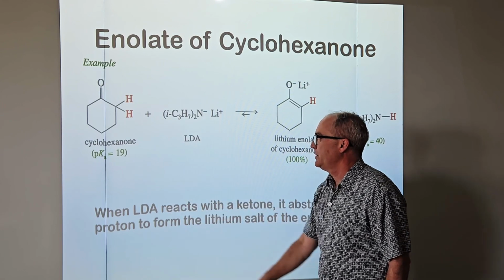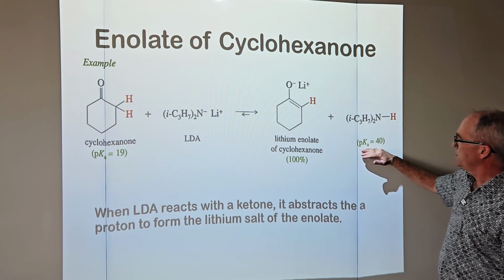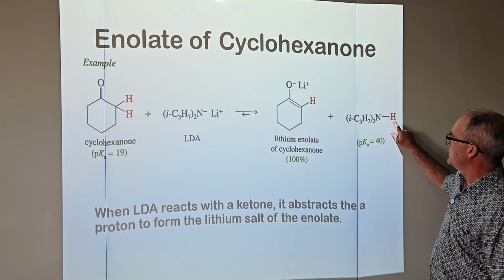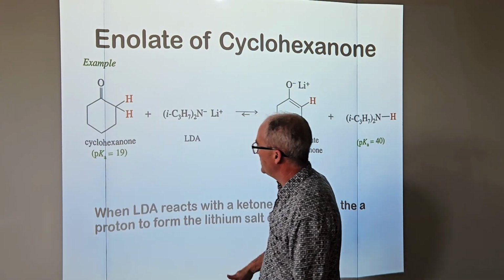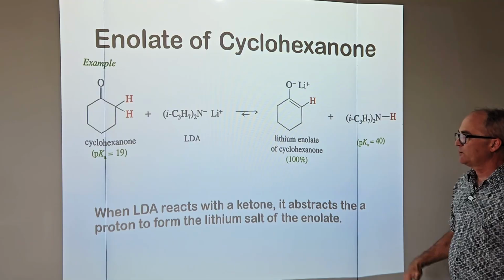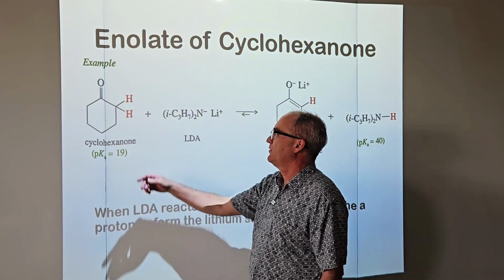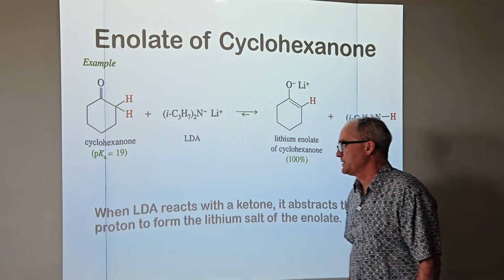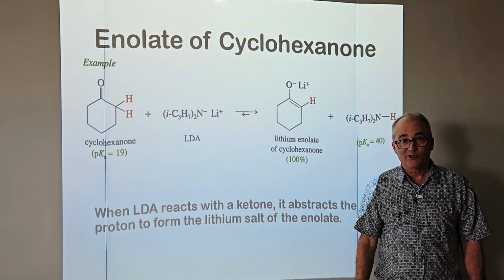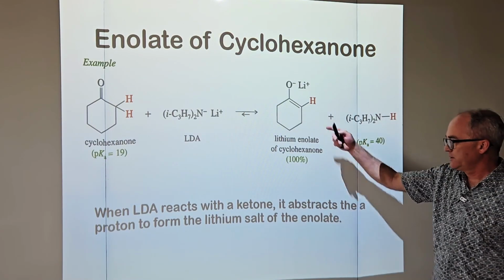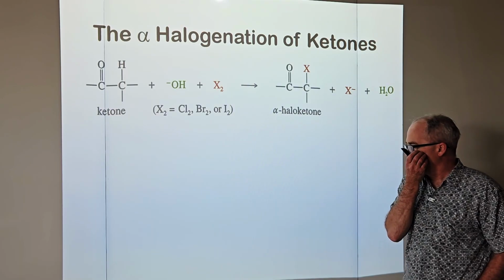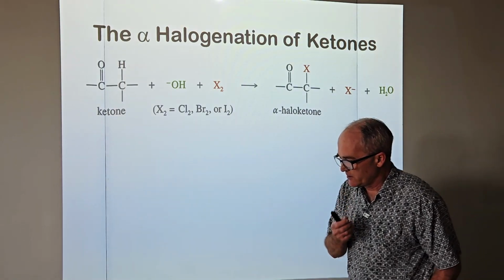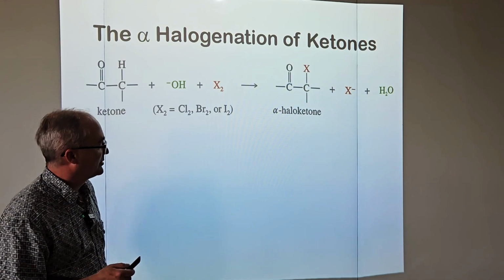Now we've got this powerful base, and you can see this thing is an acid, pKa of 40. We'll call this thing an acid, pKa of 19. So equilibrium shifts way over here. So we put this in our flask, add this to the flask. What are we going to add next? Electrophile. We get this lithium salt of the enolate. We'll probably come back to LDA and doing synthesis later on in the chapter.